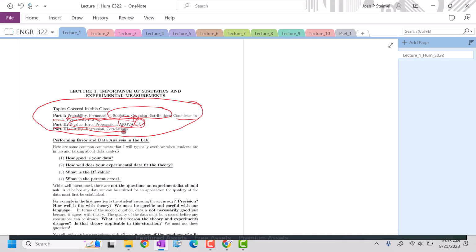Each of these parts is going to have its own requisite exam, and we'll get to that, obviously, when we get into the course. So that is the outline of the journey that we're about to take.